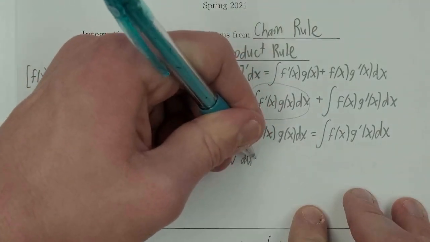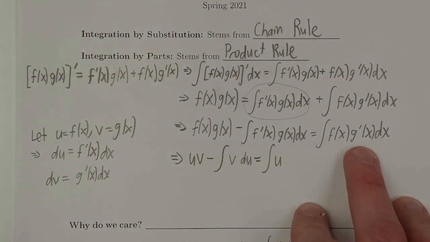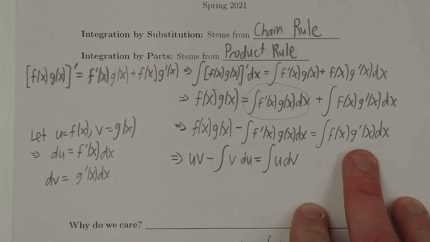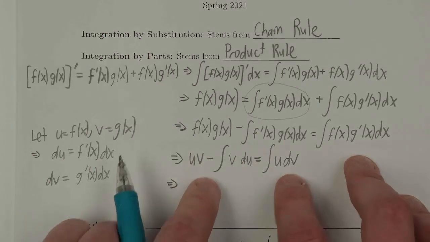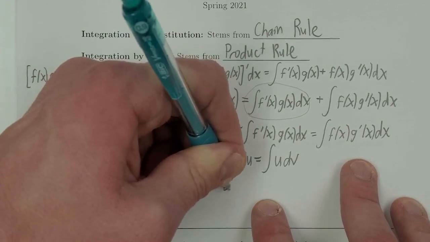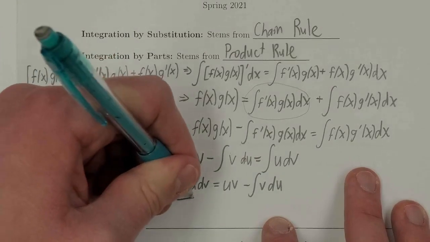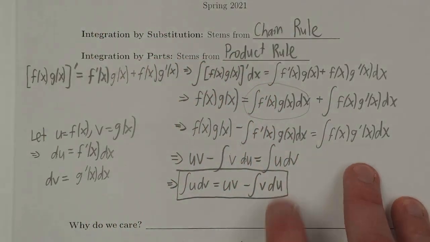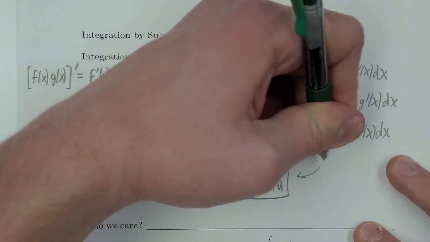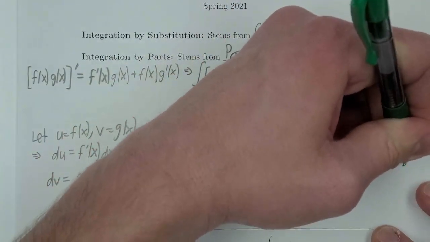So du equals integral of f of x, which is u, and then g prime, which is dv. Okay? Or to switch the sides, we essentially have the integral of u dv equals uv minus integral of v du. Okay? Now this is going to be important because this guy has a specific name to it. Namely, the integration by parts formula.